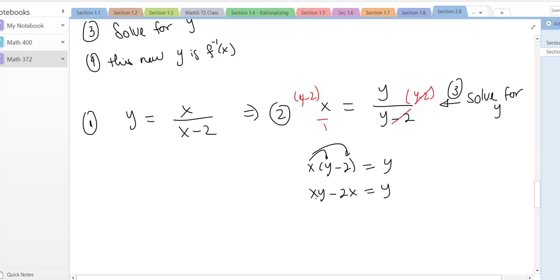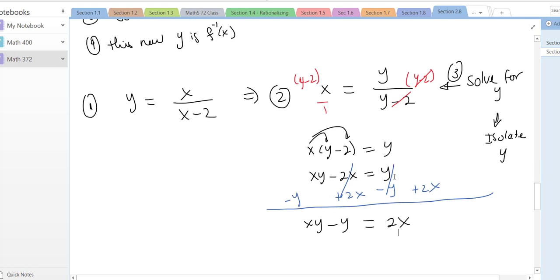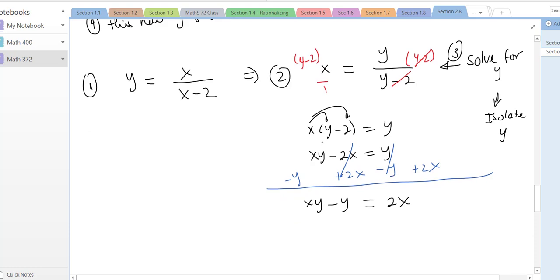Now I have y on the left side and y on the right. In order to solve for y, I need the y's on the same side. So let me move things around. We're going to subtract the y from the right and add the 2x. I'm going to do it in one step. So those cancel, and I'm left with xy minus y on the left equals 2x. If you need to do it step by step, subtract the y first and then add the 2x, that's fine. But the goal is to get the y's on the same side.